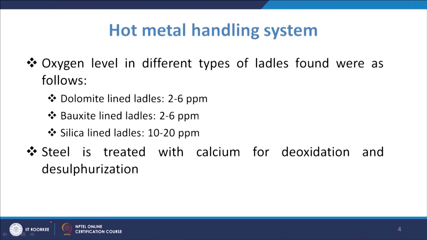Steel will be treated with calcium for the deoxidation and desulfurization. In most cases we try to have the minimum amount of oxygen, and sulfur is also deleterious for the quality of steel. So we treat with calcium for deoxidation and desulfurization, and that is what is normally the practice in the industries.